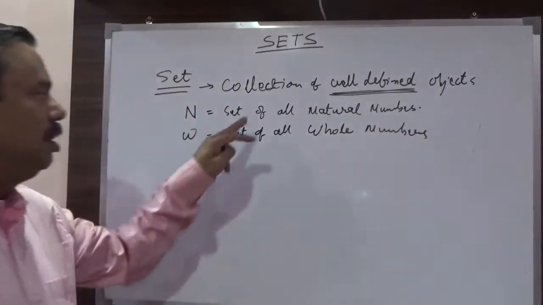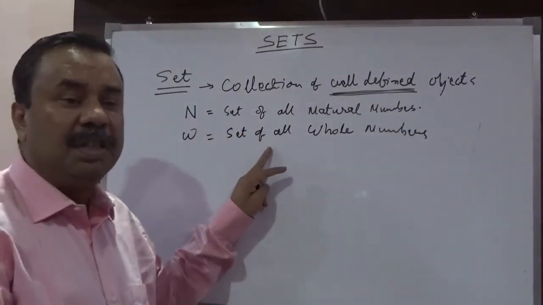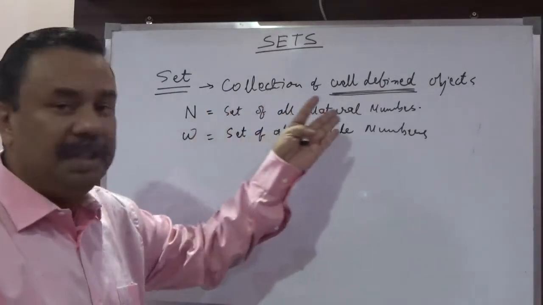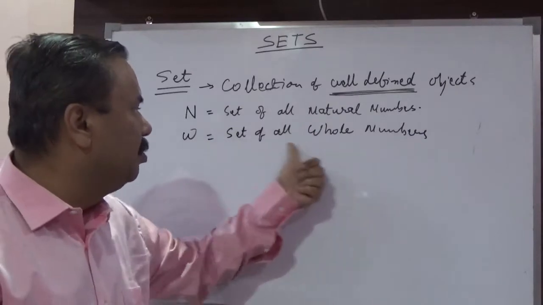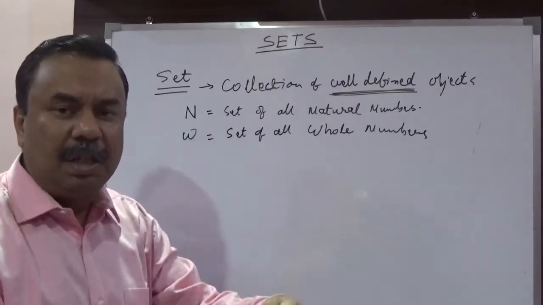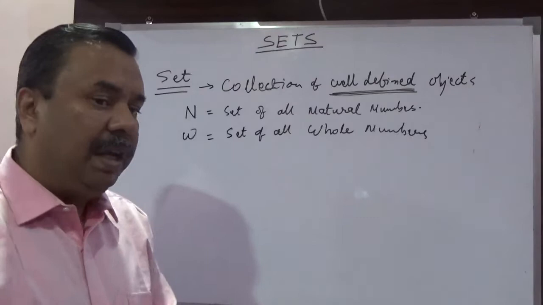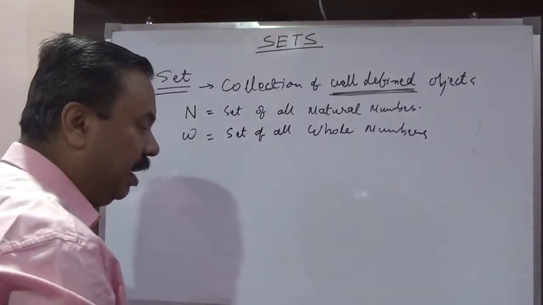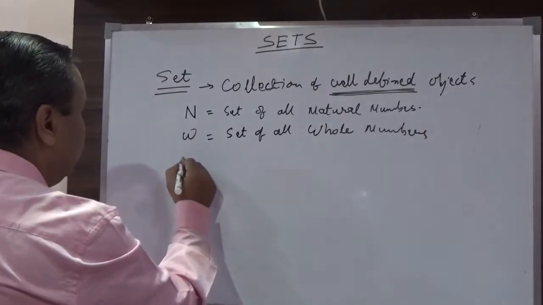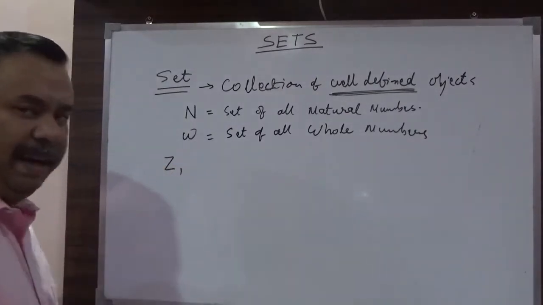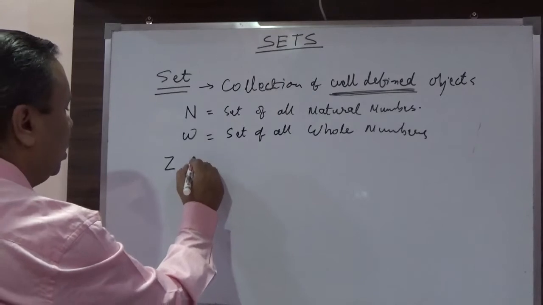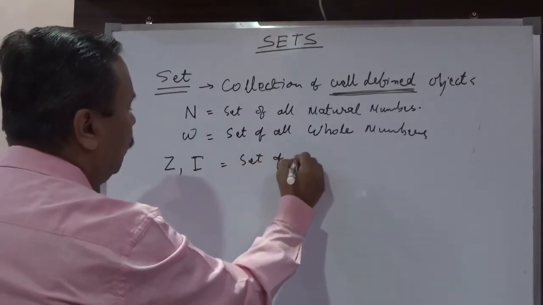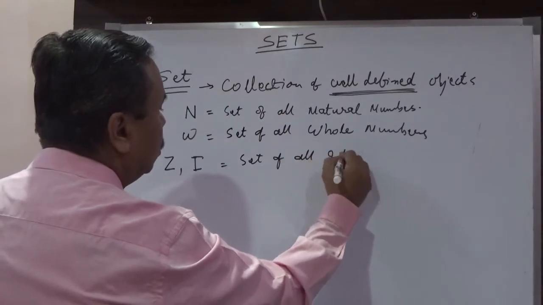Now what is the difference between these two? The difference is only one member, that is 0. The counting numbers starting from 1 are natural numbers; the counting numbers starting from 0 are whole numbers. The rest is all the same. Similarly, for integers, somewhere it is written as Z, or in some books it is presented as I also. This is the set of all integers.